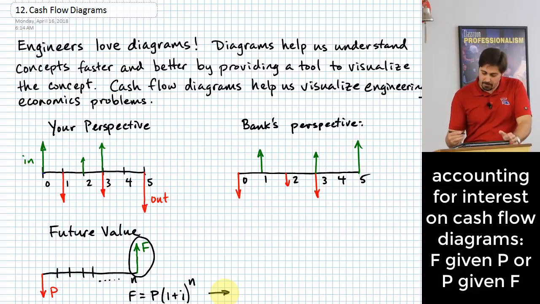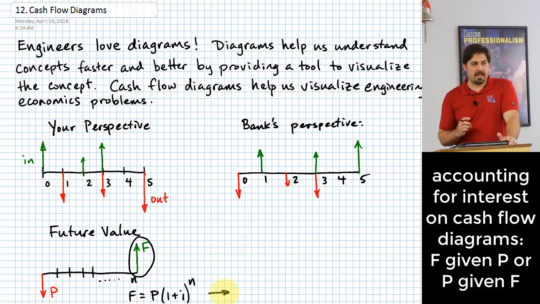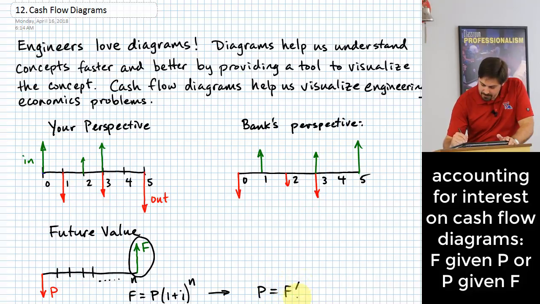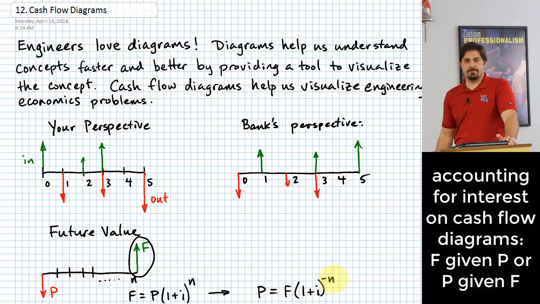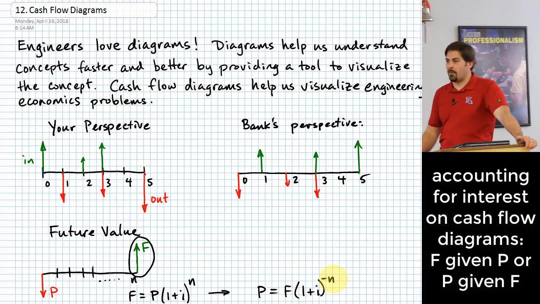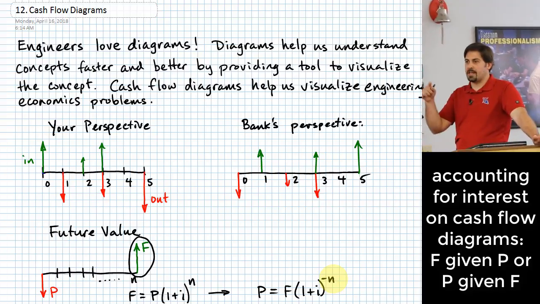Well, there might be multiple ways you may have approached it, but the easy thing to do is just divide both sides by (1 + i)^n. If you do that, what you will have is that P is equal to F times (1 + i)^(-n), by the rules of exponents. Taking something to a negative power is the same as the reciprocal of taking it to the positive power.